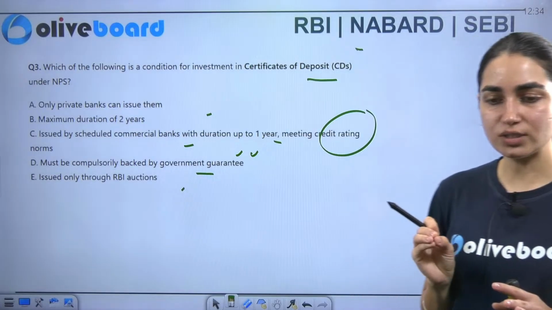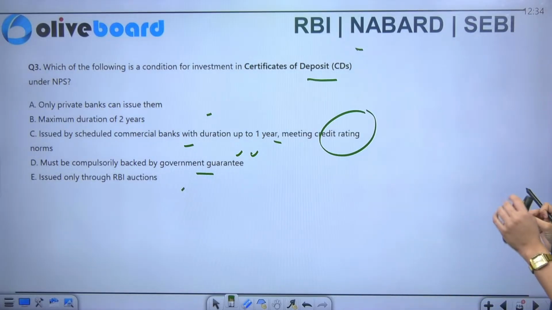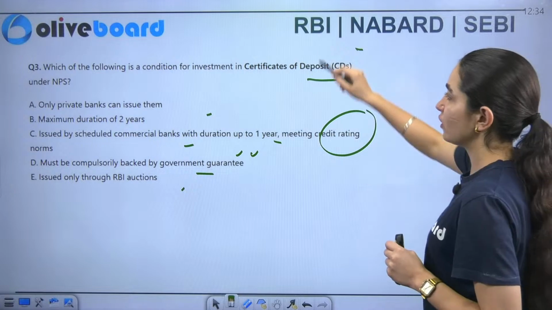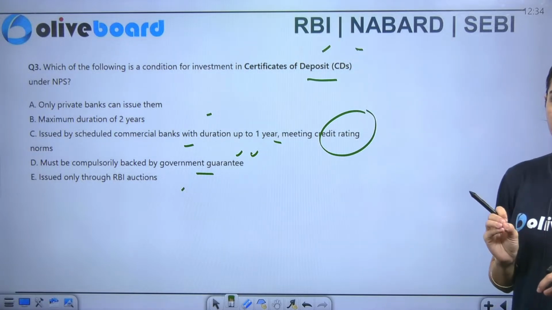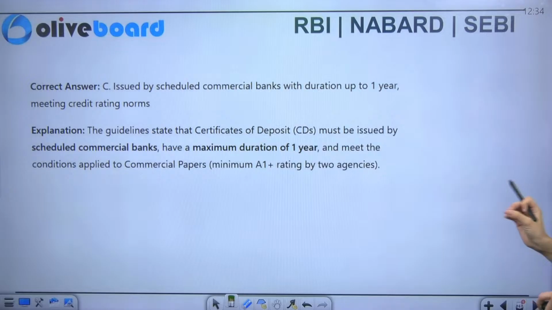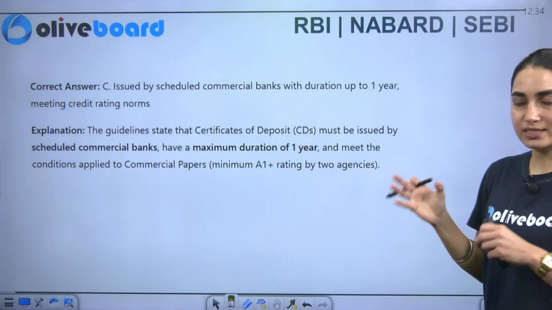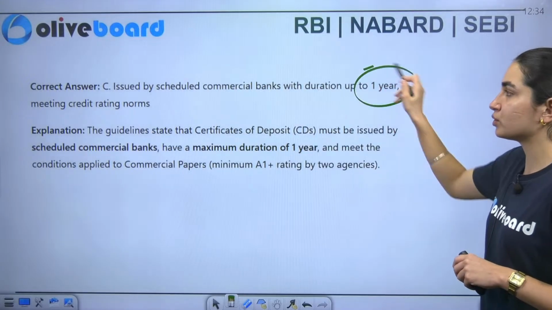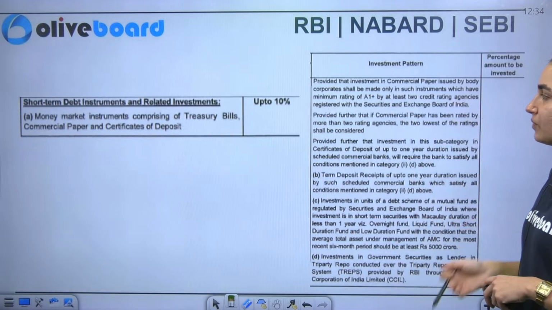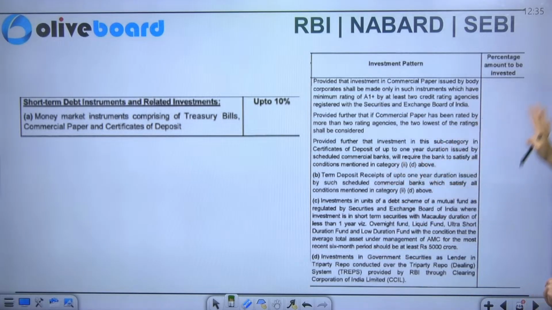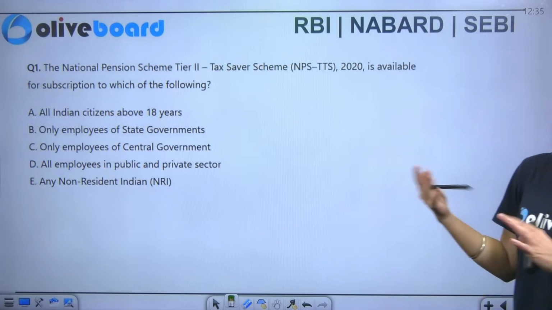What about other individuals? Anyone here who wants to answer? Remember, I'm asking about a condition for investment in CDs, specifically under NPS. Alpha says C. Alright, so the correct answer is C only, that is issued by scheduled commercial banks with a duration of up to 1 year, and that is meeting the credit rating norms as well. Now again, this is full-fledged information that I will be sharing with all of you. You can read the entire document and you will get to know the other things also which are missed out here.